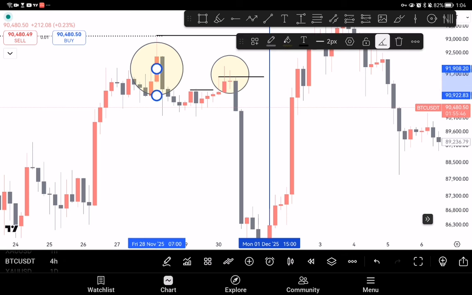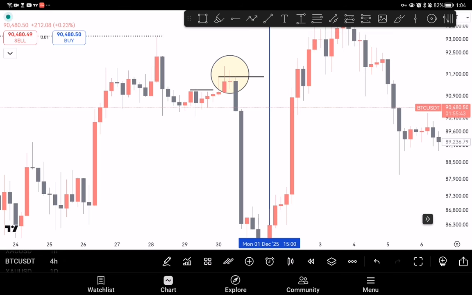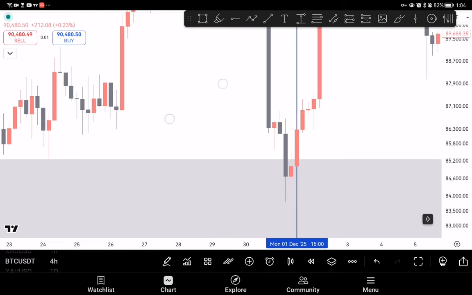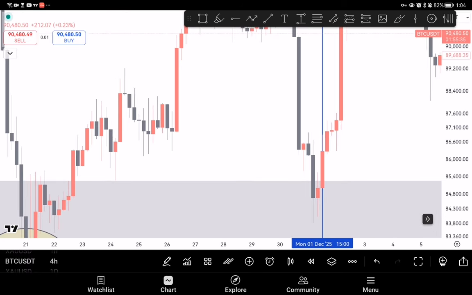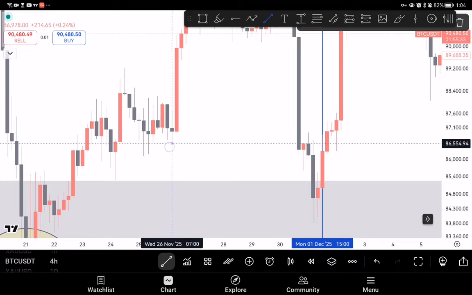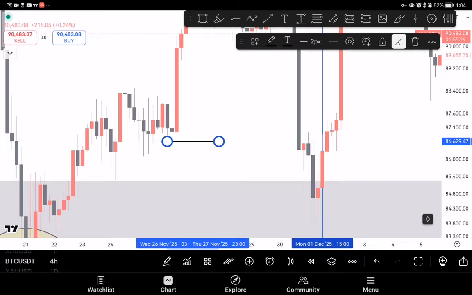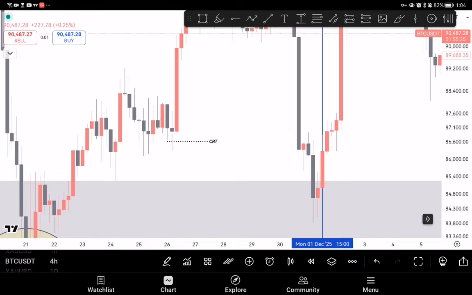So we are going to cancel this one because we did not get what we wanted. And we are going to cancel this one as well. This is what we are going to leave. If we look again very well, did we have another CRT formation? Yes. And pay attention, your CRT should be at a key level. That means either an internal range liquidity or an external range liquidity.